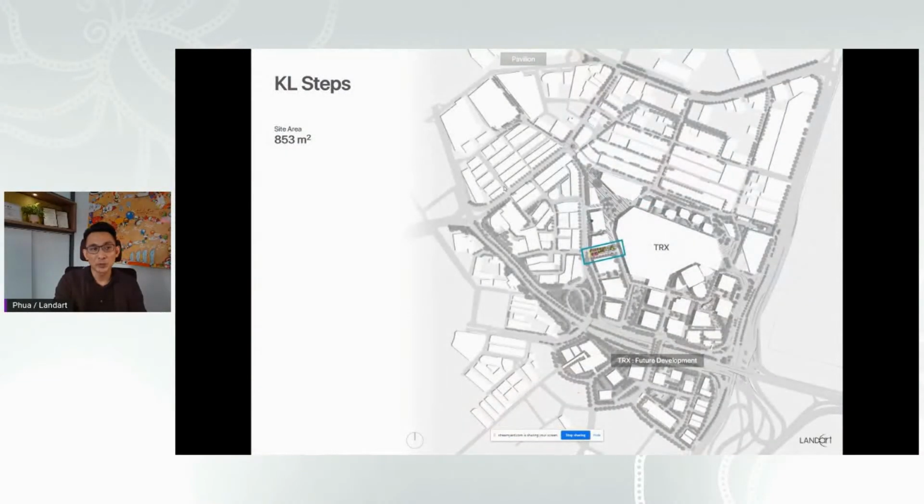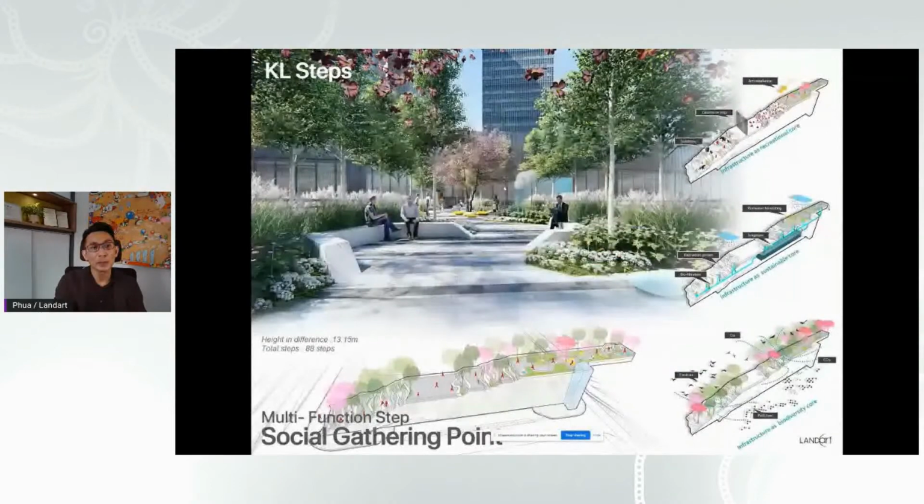The other KL step is one of the interesting points as well, and this is one of the social gathering points in the future. The total is about 88 steps. It also acts as part of the infrastructure for the recreational core and the sustainable core as well, because we like to collect all the rainwater back into one of the center areas so that we have enough to irrigate all the planting along these areas. So indirectly it also creates part of the biodiversity core in this corner.